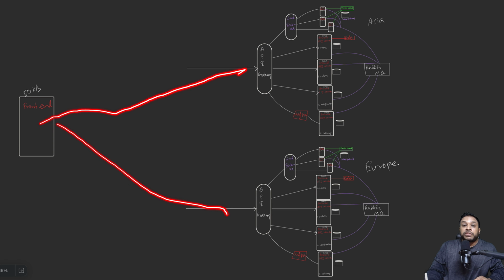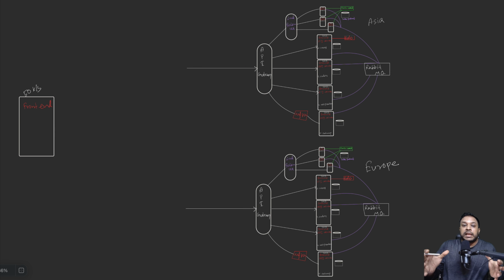First we need to decide, for the user who is requesting a service, what is his nearest location? If the user is in Europe, then the request will be sent to Europe. If the user is in Asia, it will be sent to Asia. So for that, we need a special load balancer here.